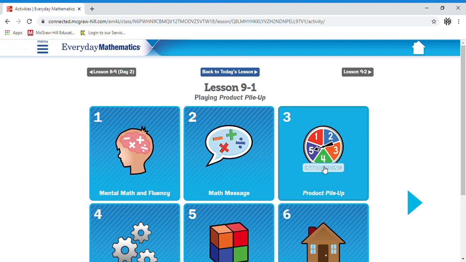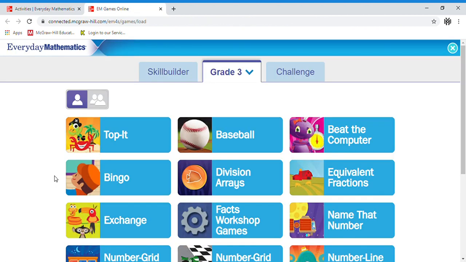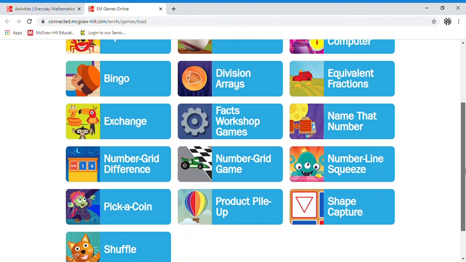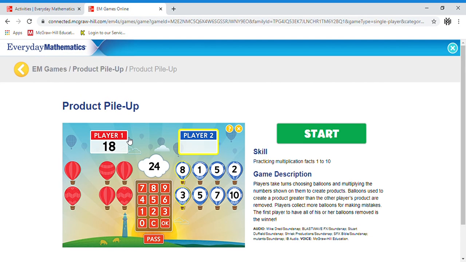Now, number 3 is our product pileup game. But what we can do is this game is under our online games. So what you can do is you'll go here. I'm going to scroll down to where it says Product Pile Up. I'm going to click the game. Down here it says the game description.